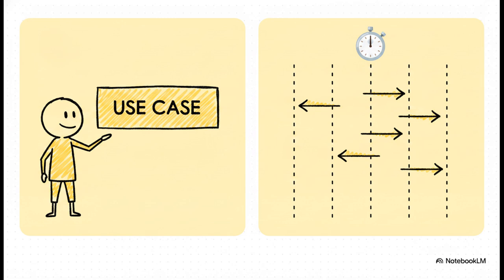Use case models give us the big picture. They tell us exactly what tasks are happening and who is involved. But they don't tell us how the system executes those tasks under the hood. And that is exactly where sequence diagrams come in.